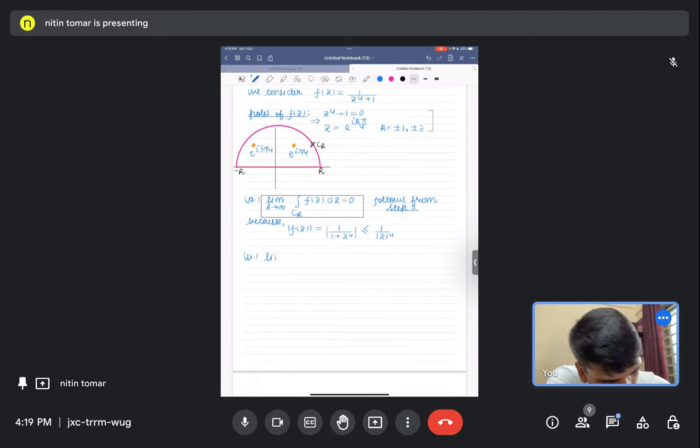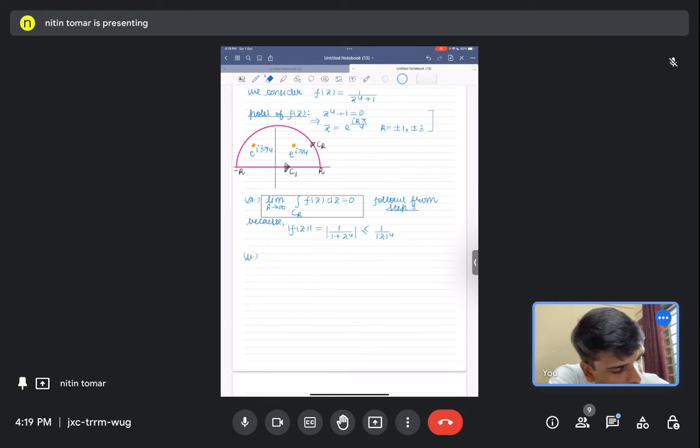Now, and this is my curve C1. So can someone mute their mic? Someone's mic is open. Please mute the mic.